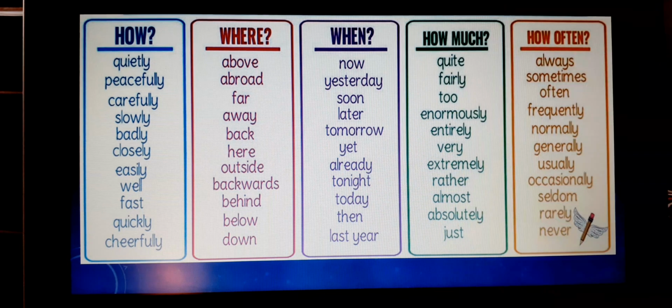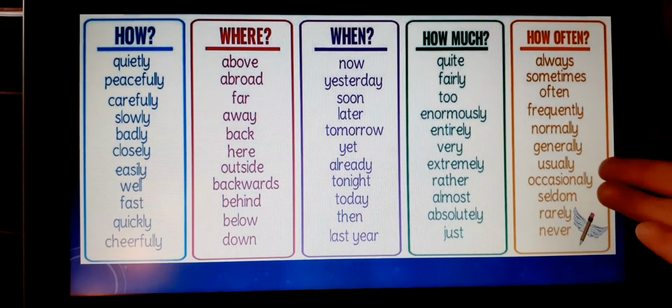And we have quantity. For example, how much? We can say too, fairly, quite, very, almost, just, and other examples. And finally, I have another question, which is how often? We can answer this question, for example, with always, sometimes, often. For example, how often do you play video games? We can say sometimes, rarely, never, usually, for example.